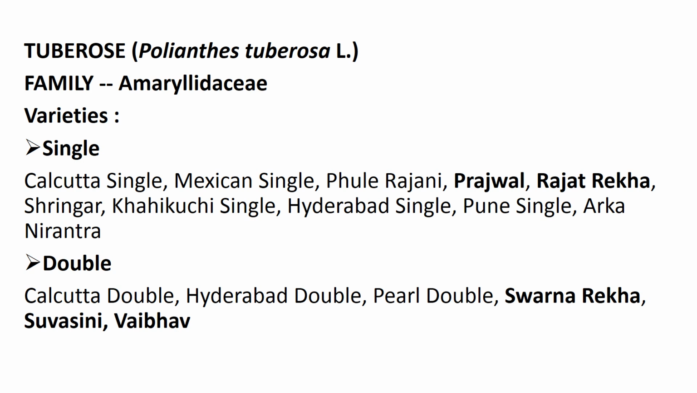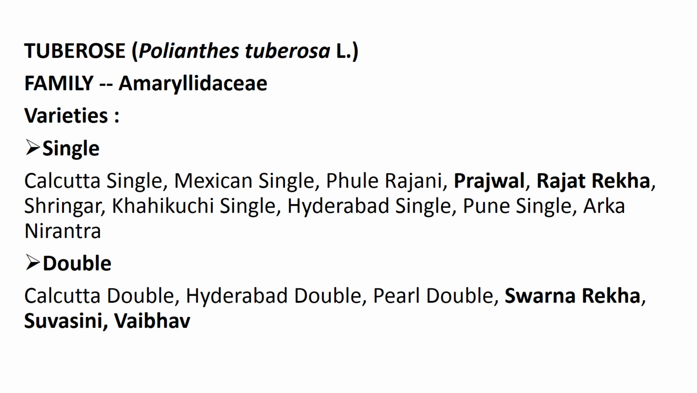So come to varieties of tuberose. There are two types of variety. One is single variety and one is double variety. So single variety and double variety are based on the flower structure, flower arrangement. We'll discuss it in the next slide.